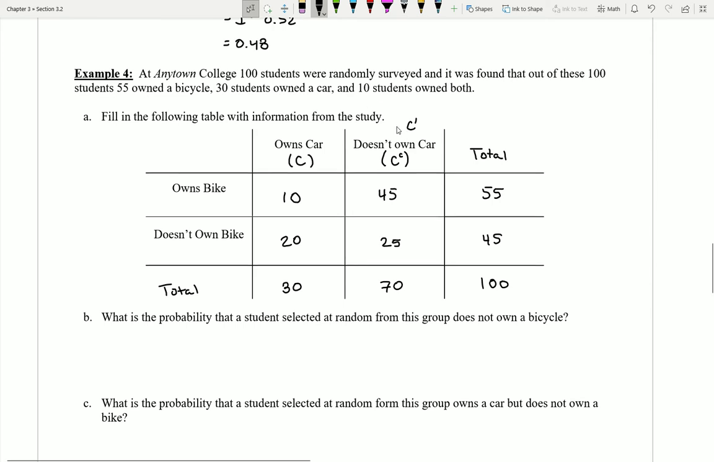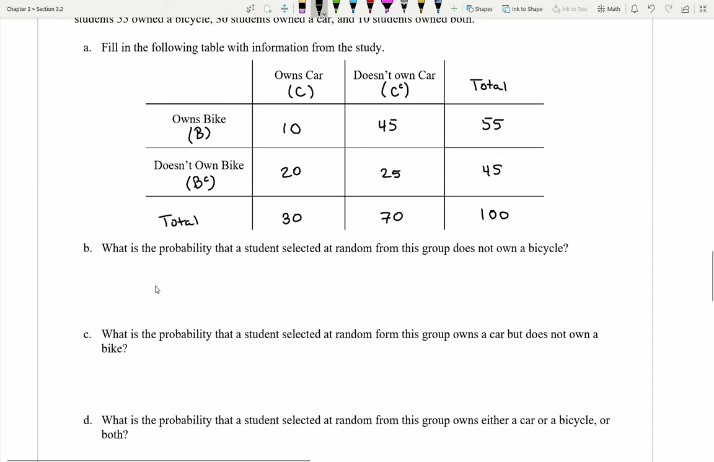I like to make students aware of that just in case you're seeing some things in other videos or other textbooks or talking to some friends or something like that. You may see them use that notation. It means the exact same thing. Now, on the side here, then, I'm going to go ahead and use B for bike, and I'm going to use B complement for doesn't own a bike. Let's see then if I can answer some of these questions down below.